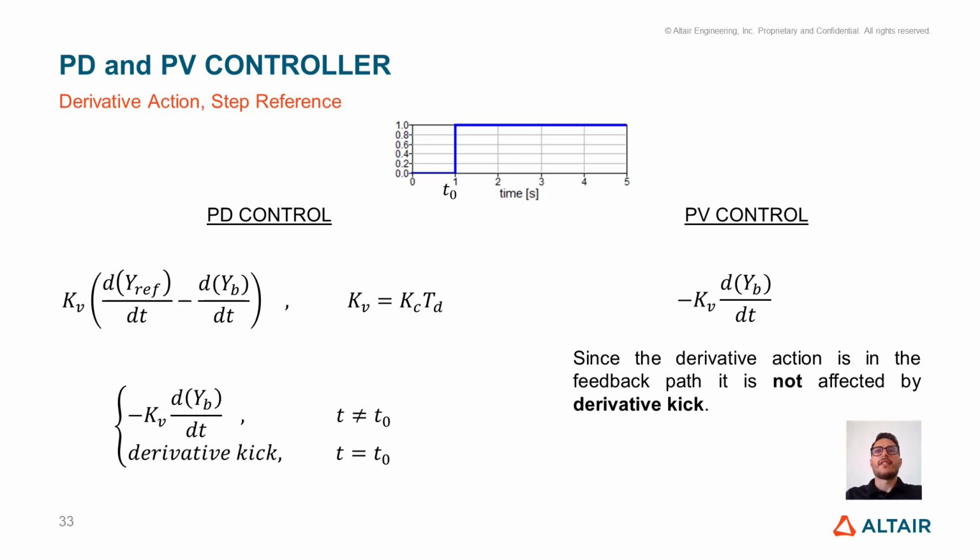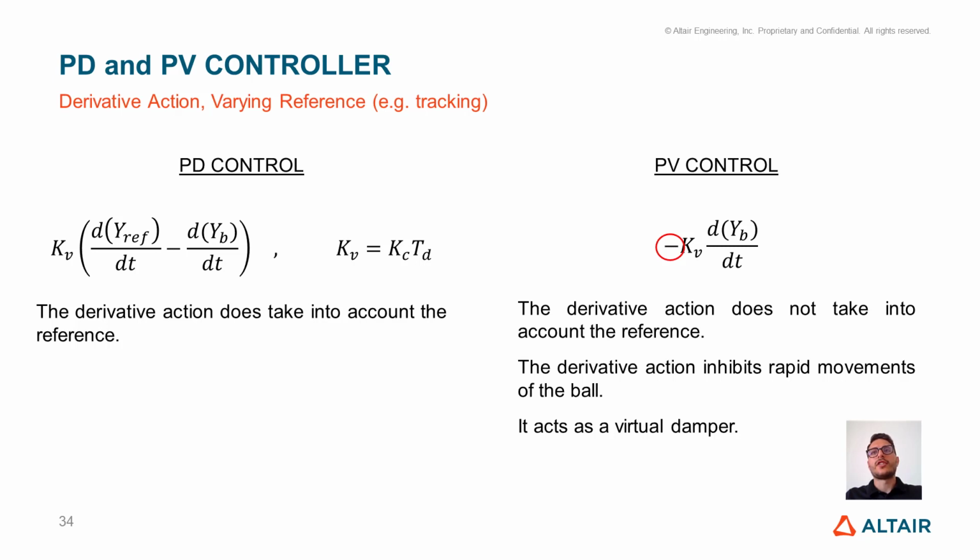Let's now consider a varying reference, like in tracking applications. Here we see that the behavior is different, since we can assume that the set point derivative is almost always different from 0. And let's focus on the derivative action of the PV controller. This action is proportional to the ball velocity but with a minus sign. Hence, it inhibits rapid movements of the ball, which is the characteristic behavior of a damper.